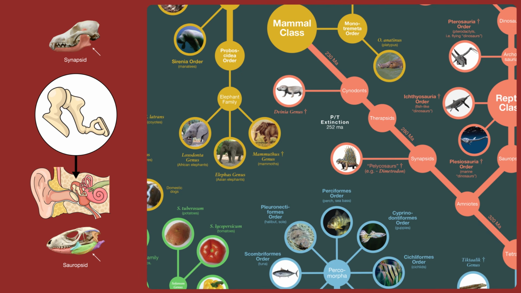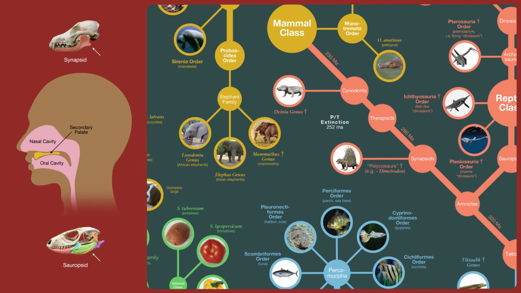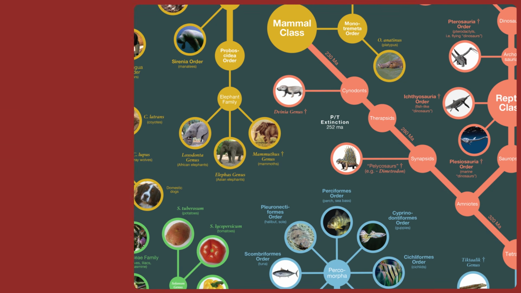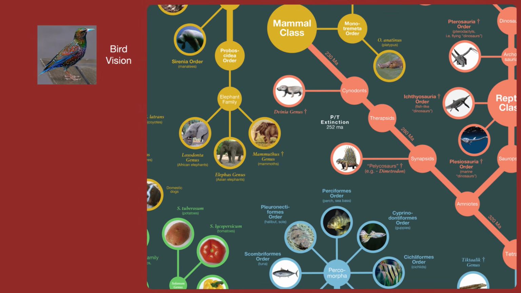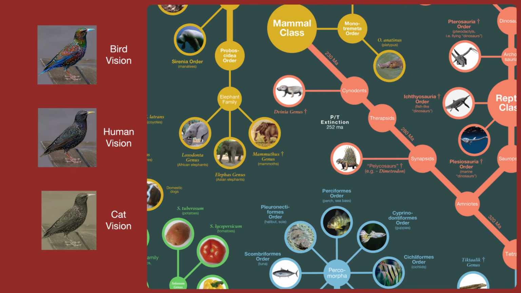Synapsid skulls also developed a secondary palate, which separates the nasal cavity from the oral cavity. This allows us to smell much better than reptiles and birds do. But whereas synapsids have superior hearing and smelling, sauropsids have better vision. They have 4 cones in their eyes, whereas we have only 3, and most mammals have only 2. This all makes sense if we consider that our synapsid ancestors were mostly nocturnal. If you're moving around in the dark, being able to distinguish between colors isn't really all that important, but being able to hear well and smell well is.